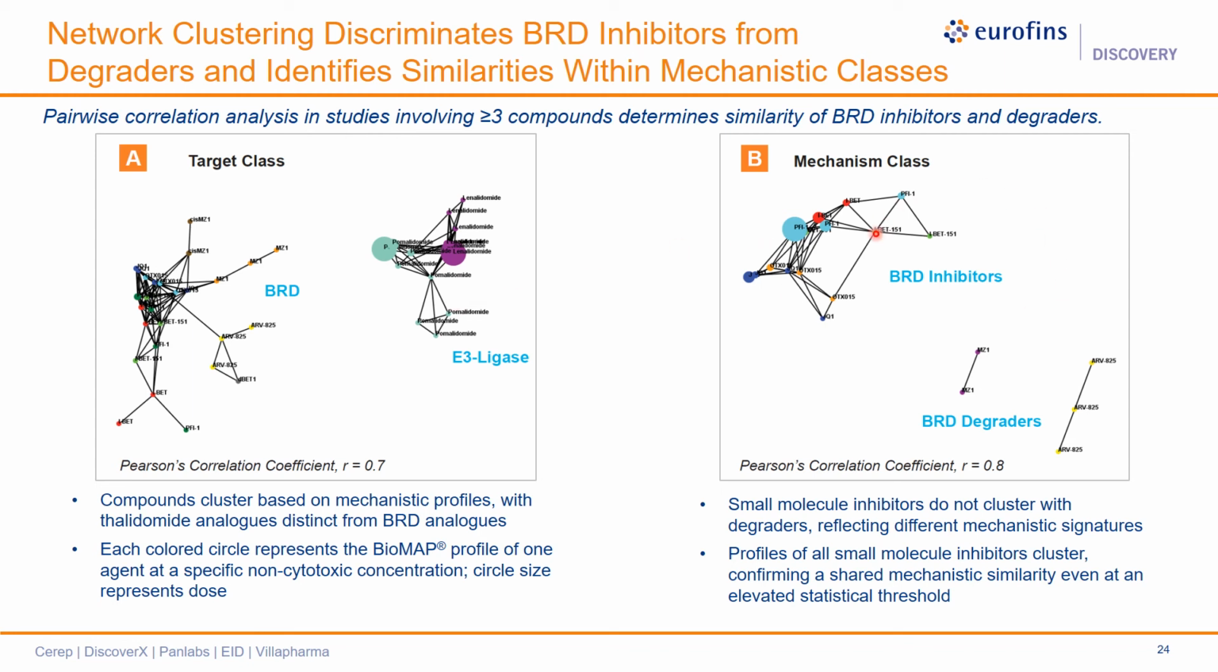In panel B, the bromodomain cluster can be separated at a higher, more stringent Pearson correlation cutoff, and the resulting clusters bin into either bromodomain inhibitors or degraders. This type of analysis can be very useful in differentiating multiple exemplars from an SAR program, for example.